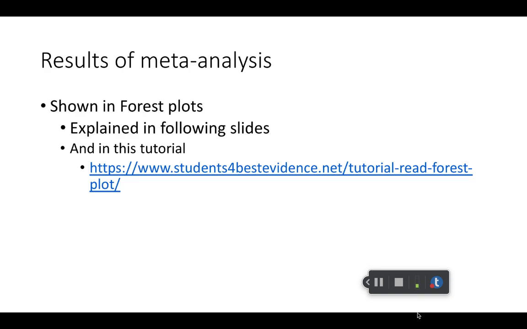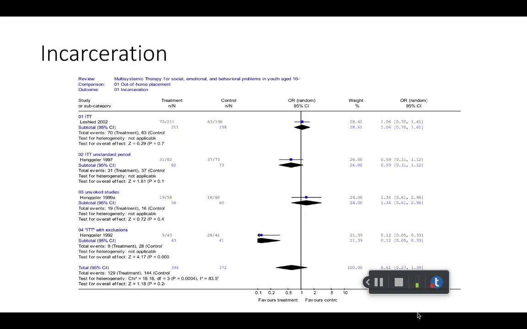So the results of our meta-analysis, which summarize the results of multiple studies, are shown in forest plots, which I'm going to explain in the following slides. But if you want more help in understanding forest plots, you can take a look at this tutorial on a really terrific website called Students for Best Evidence. There's a tutorial on how to read forest plots. But here's a forest plot from our meta-analysis on MST. This is actually the first one in our published review.